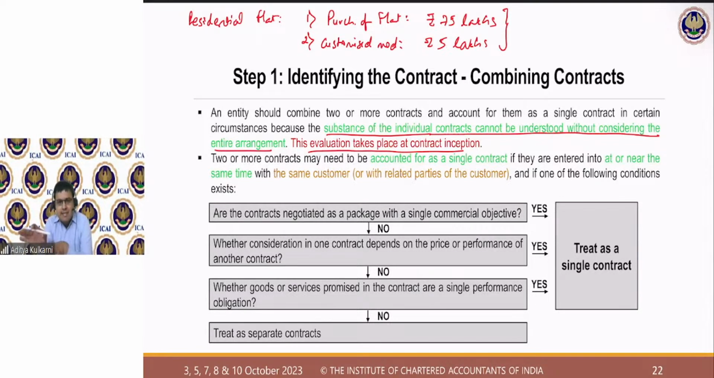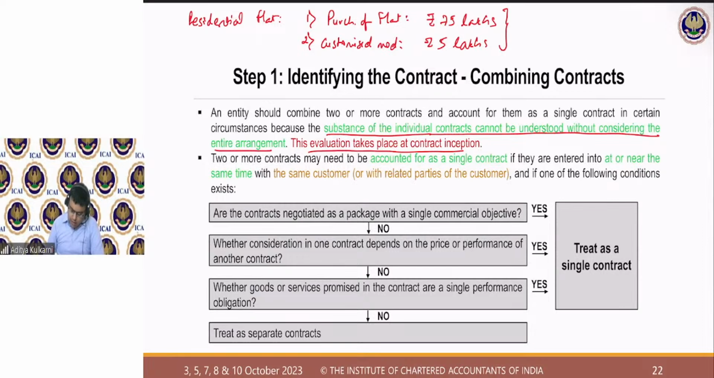Okay, contract is there, no doubt about it. But can you have only modification without purchase of flat? I don't have a flat. I'm not entering into a contract for purchase of flat, but I want only modification. Is it possible? It's not possible. You can modify the flat only when you have purchased it. So that is why it makes more sense to combine these two contracts together. And when do you have this evaluation done? It takes place at the inception of the contract.